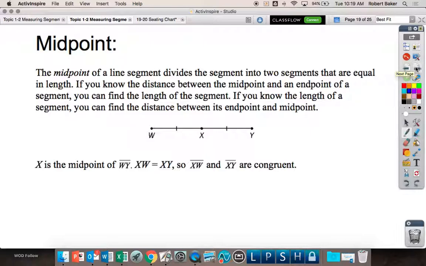This will haunt you the rest of the year. This one word, midpoint. Any idea what a midpoint is just by hearing the word? What you got? That's the middle point. It is a point in the middle. So when I say middle, that signifies something very, very important.